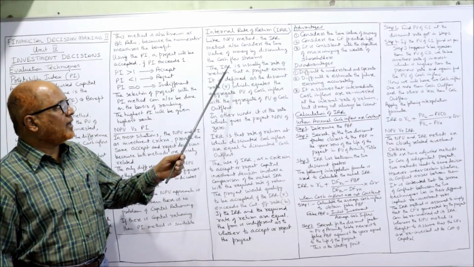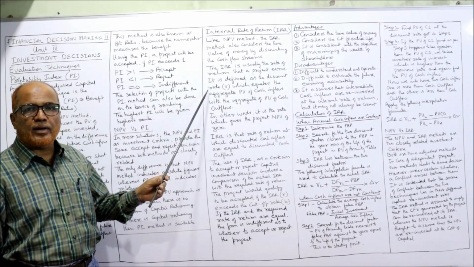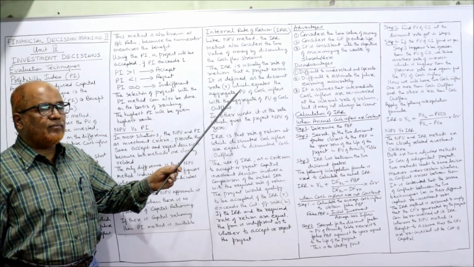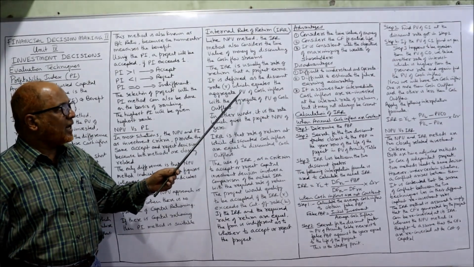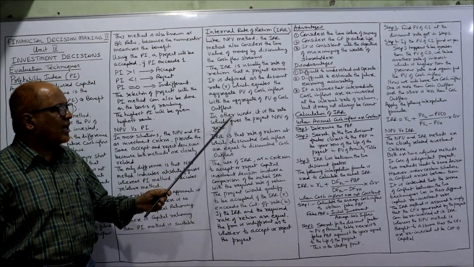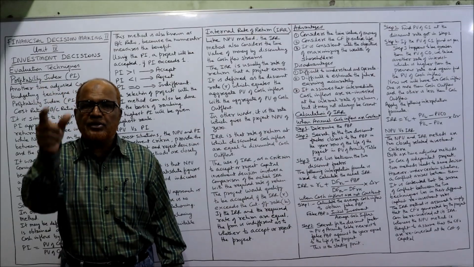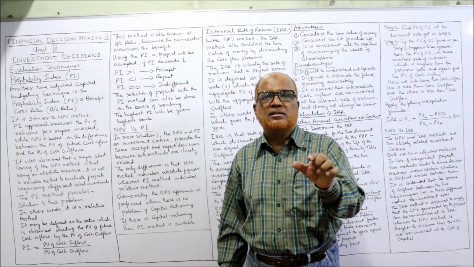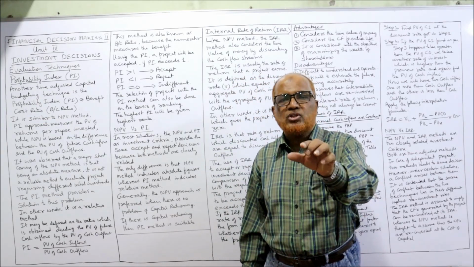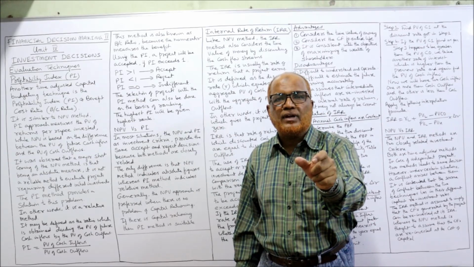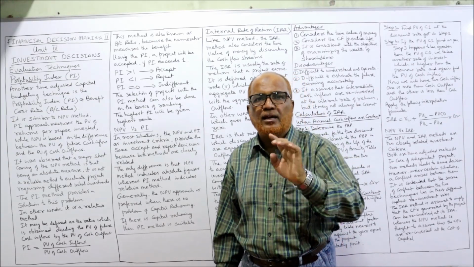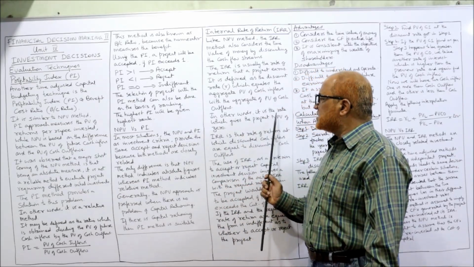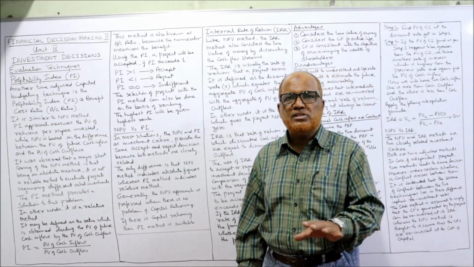Now, the IRR is usually defined as the discount rate. Now concentrate on the definition of the IRR. IRR is the discount rate which equates the aggregate of PV of cash inflow with the aggregate of PV of cash outflow. Aggregate means total. So IRR is that discount rate at which the aggregate of PV of cash inflow will be exactly equal to the aggregate of PV of cash outflow. In other words, it is the rate at which the project's NPV will be 0.